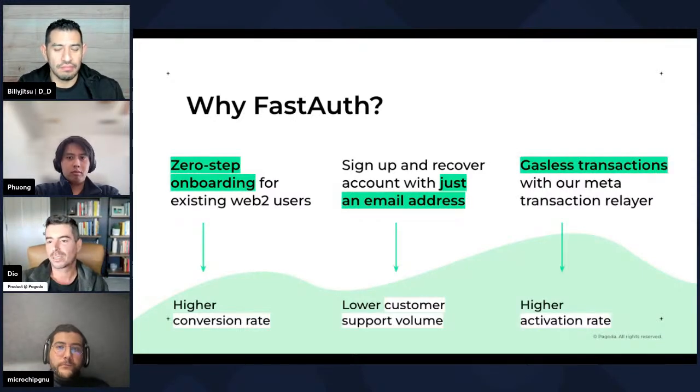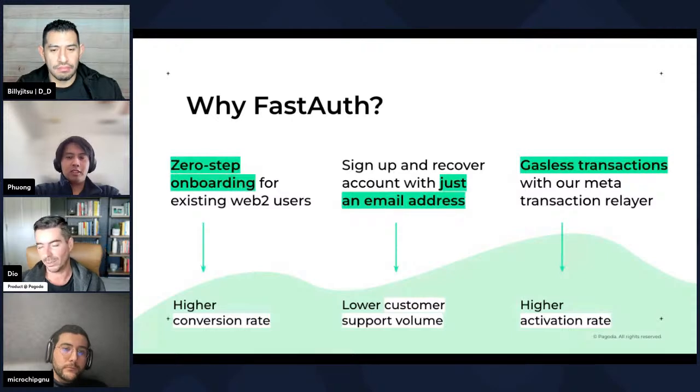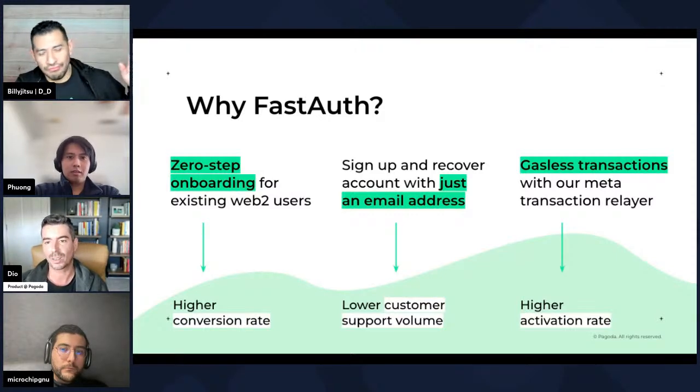And then the last advantage is gasless transactions. By using our transaction relayer, which is already live for Near and is going to have multi-chain capabilities soon, users don't have to pay for gas. They don't have to find on-ramps that work with their banks and their cards. So of course, that leads to a higher activation rate, and the time to first on-chain transaction decreases because we remove a lot of that complexity.